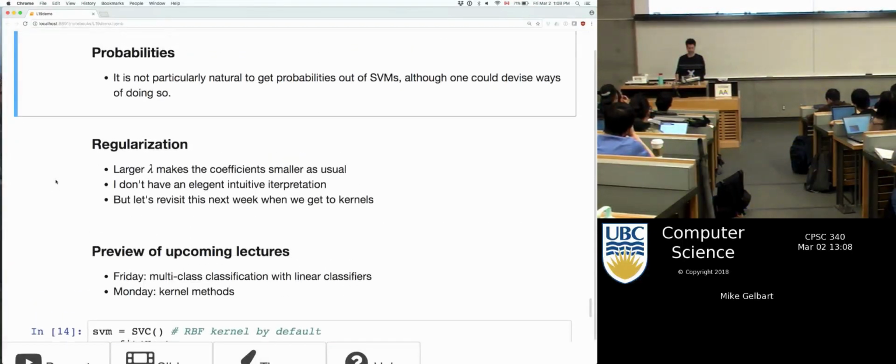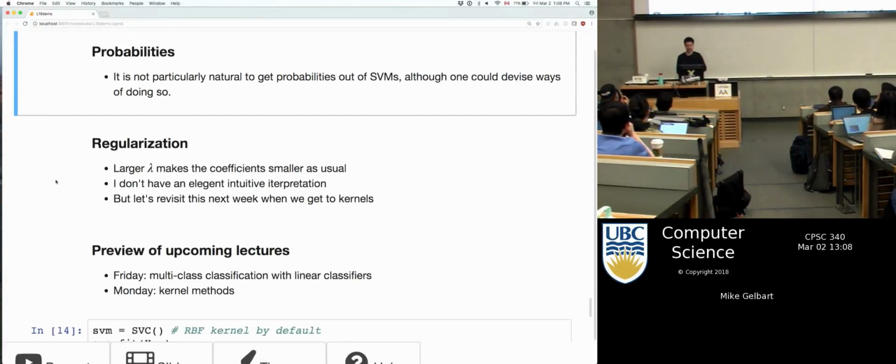Just a few other comments. We talked a lot about probabilities with logistic regression and outputting probabilities. There are ways to sort of coerce an SVM into giving you probabilities, but it's not really natural in the way it is for logistic regression. So it would be more common to see probabilities coming out of logistic regression.